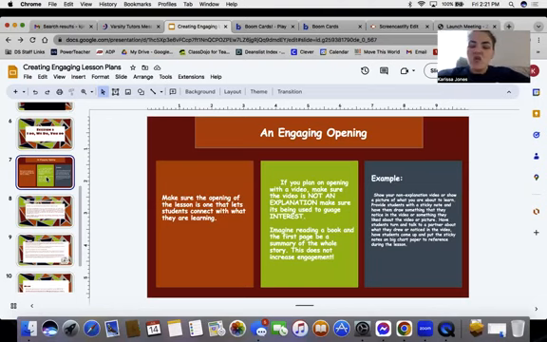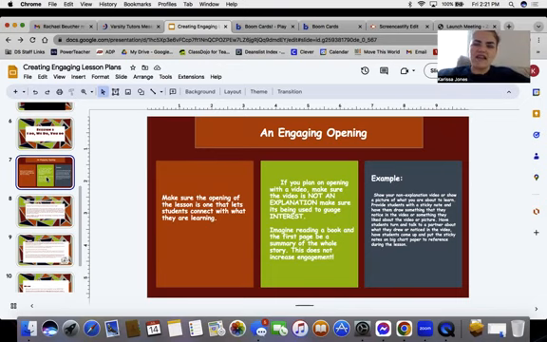So when you are planning for your lesson, what are you going to do to open the lesson that's going to engage students? So when you are planning for your I do portion of the lesson, make sure the opening is one that lets students connect with what they're learning.